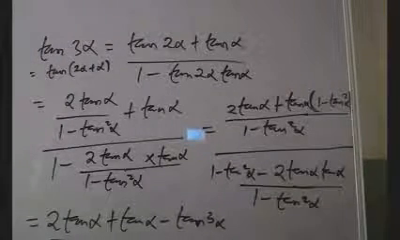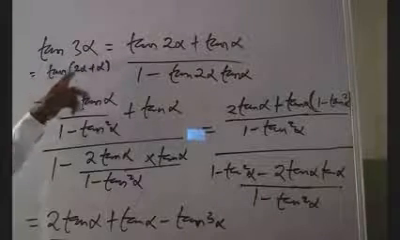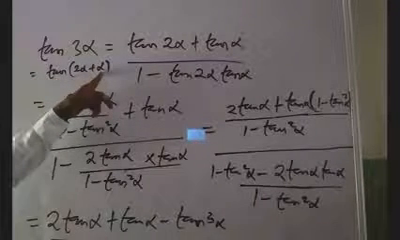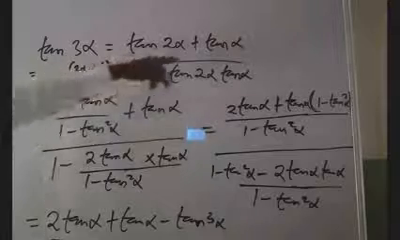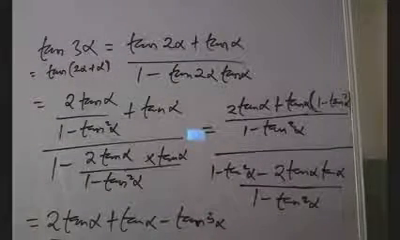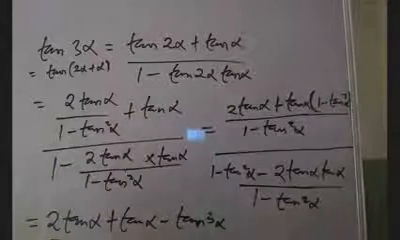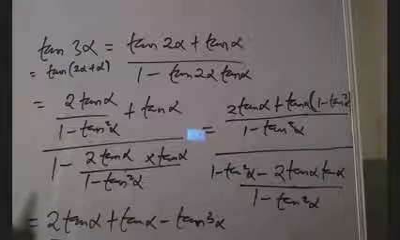Now let's look at tan 3 alpha. Tan 3 alpha is the same thing as tan of 2 alpha plus alpha. So that will be equal to tan 2 alpha plus tan alpha, over 1 minus tan 2 alpha tan alpha. That's from our previous class.